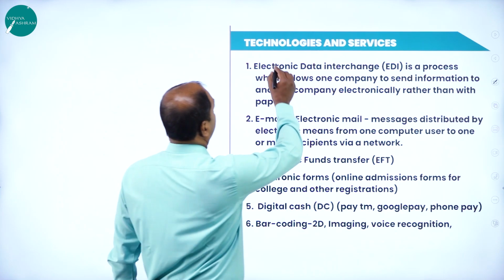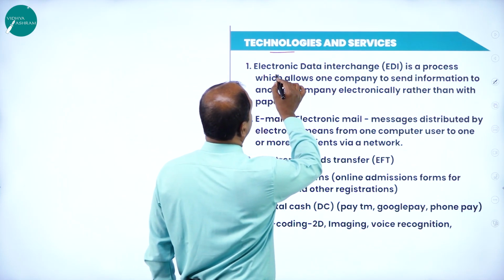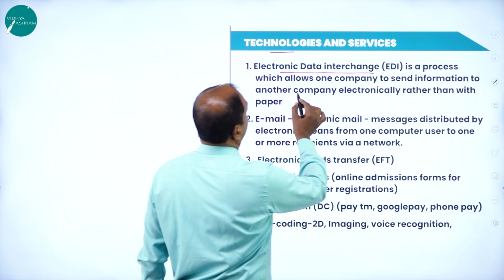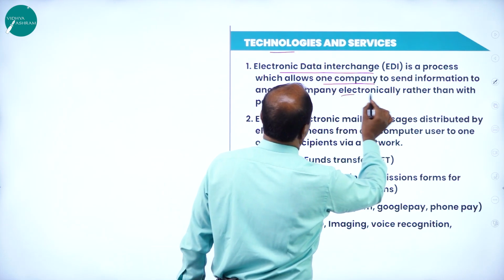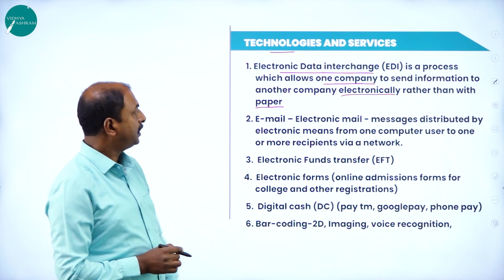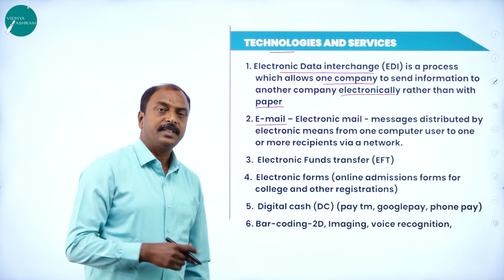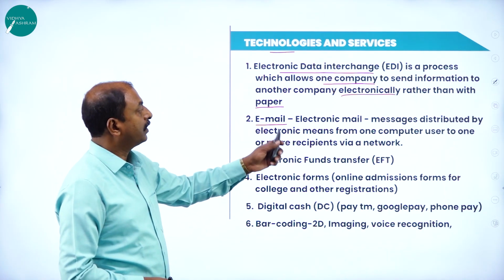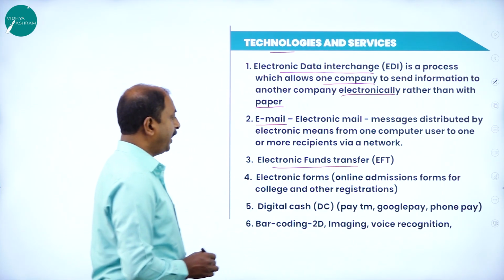Now let us see the different technologies and services in e-commerce. The first one is electronic data interchange. What is the meaning of this? It is the process which allows one company to send information to another company electronically rather than on paper, through computers. That is electronic data interchange. Email: you know what an email is, electronic mail. One company can send a message to another company, or employees can interchange their messages or data through email, that is electronic mail, through computers. Next one is electronic fund transfer and electronic forms.